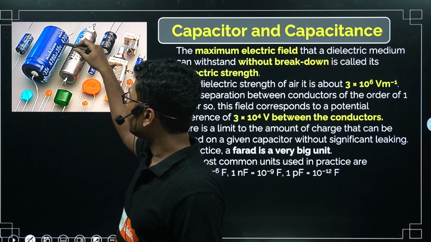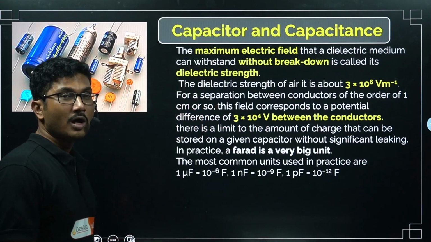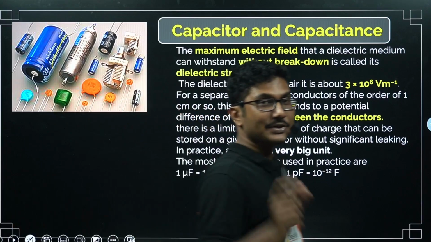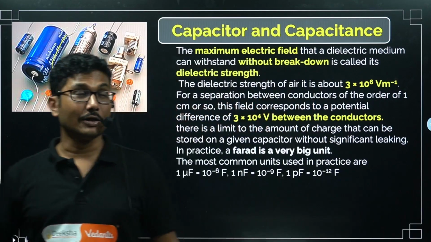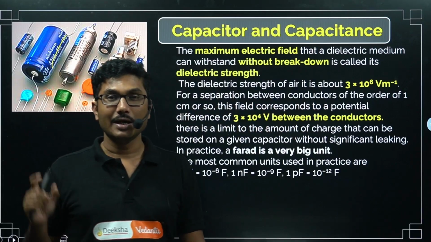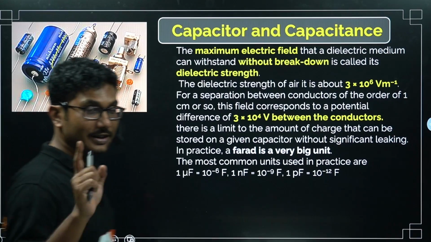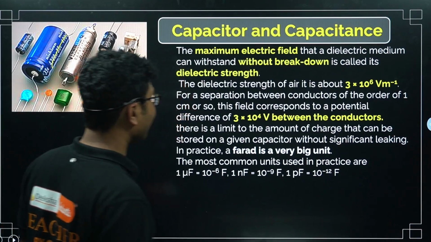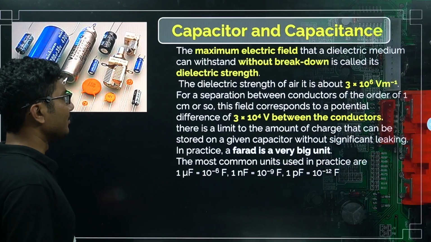The rating is written on top of the capacitor. If you find any capacitor at your home, check it and tell me the rating. It will be written in microfarad, and a voltage rating will also be mentioned. So if you find such a capacitor, check it and tell me the value. Don't break any circuit; just if it is available, check and tell me.